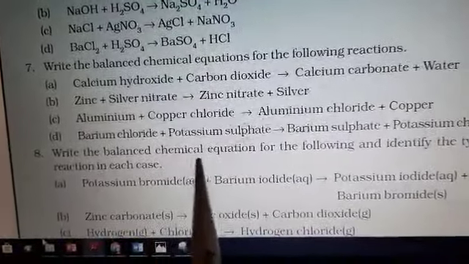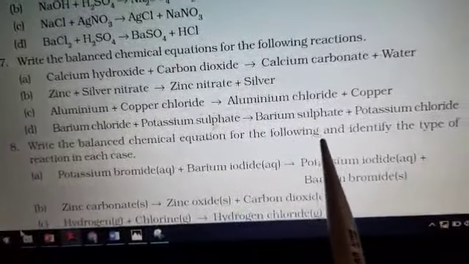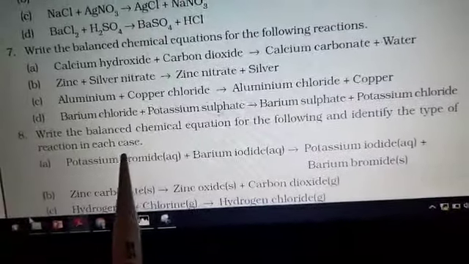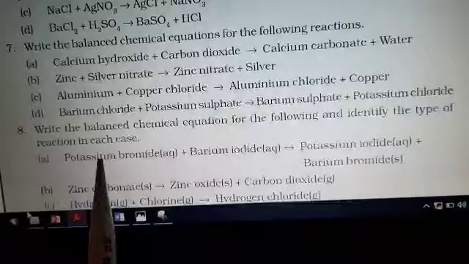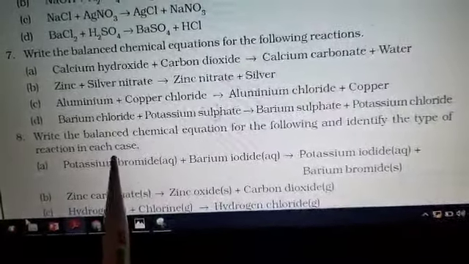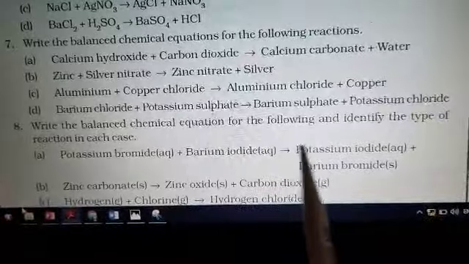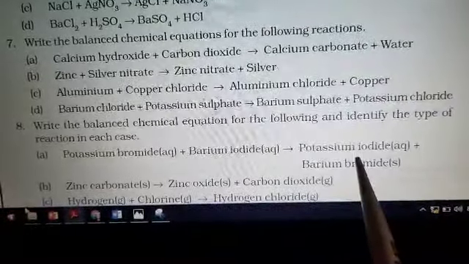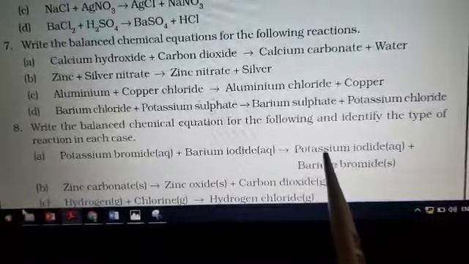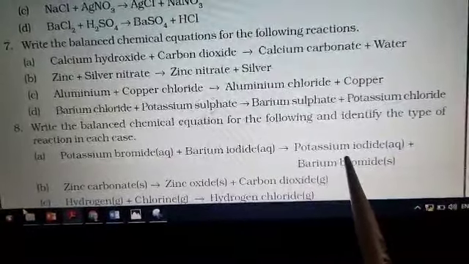Then write the balanced chemical equation for the following and identify the type of each reaction, right? This is again, you have to first write the reaction, as it is said also that write the chemical equation and balance it. So first of all you will write this word equation in the form of symbols and formula. Then you will balance the reaction, right? And then you will check which kind of reaction it is.